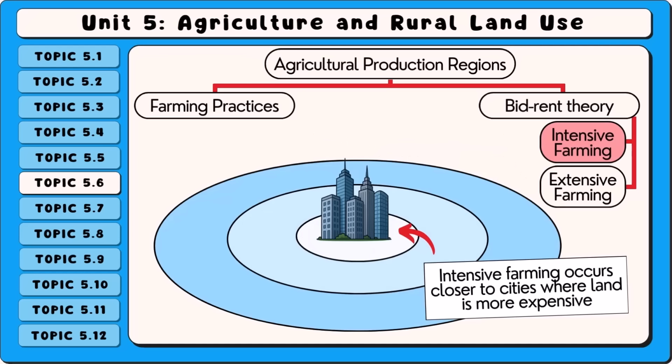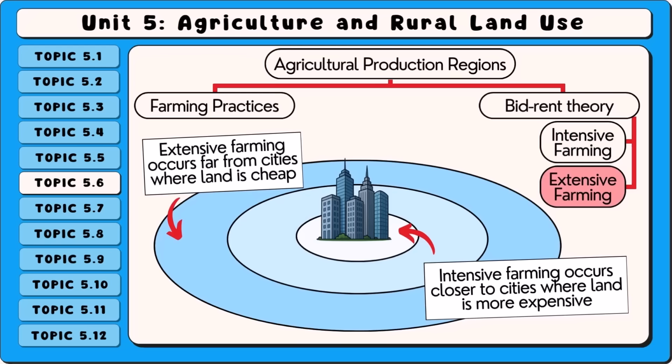According to bid-rent theory, intensive farming occurs near cities where land is expensive because it allows them to maximize output on small but expensive plots of land. By contrast, extensive farming occurs far from cities where land is cheap. Because the land is more affordable, farmers can spread crops or animals over large areas.